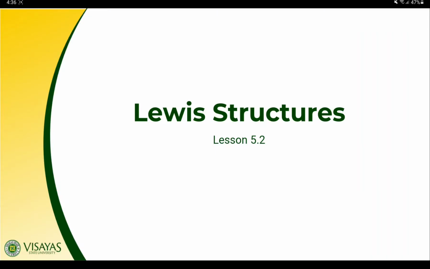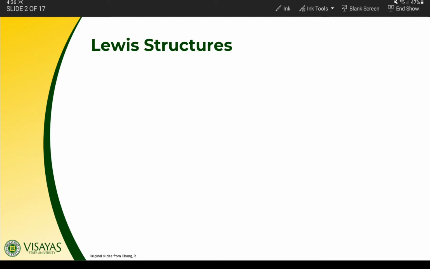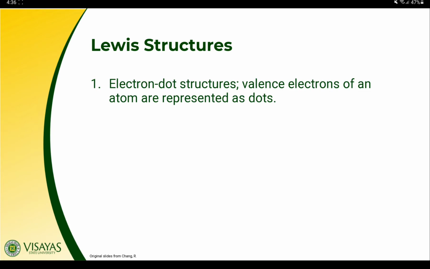Good day, students. The second lesson in Module 5 is about Lewis structures. What are Lewis structures? These are electron dot structures. Here, the dots represent valence electrons of atoms.